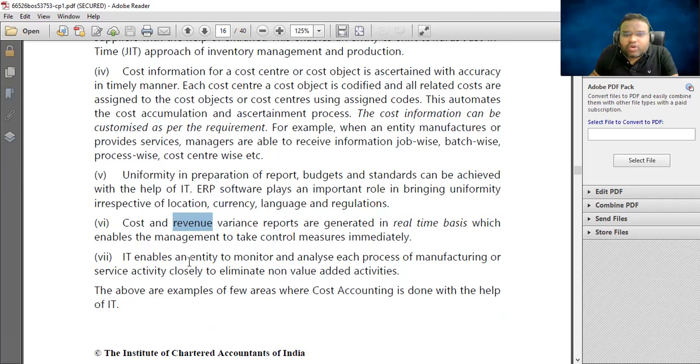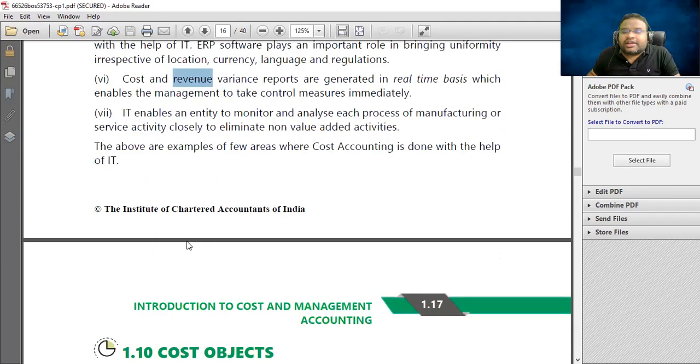IT enables an entity to monitor and analyze each process of manufacturing or service activity closely to eliminate non-value-added activities. What is value-added and non-value-added? Where did I explain this? In value chain analysis. In cost reduction, when you identify value-added and non-value-added activities and remove the non-value-added activities, productivity in terms of value-added will increase. That is what I told with the example of Facebook and YouTube. If you reduce your time on Facebook and YouTube and keep it for productive purposes, you'll get results. So these are examples where cost accounting is done with the help of IT.